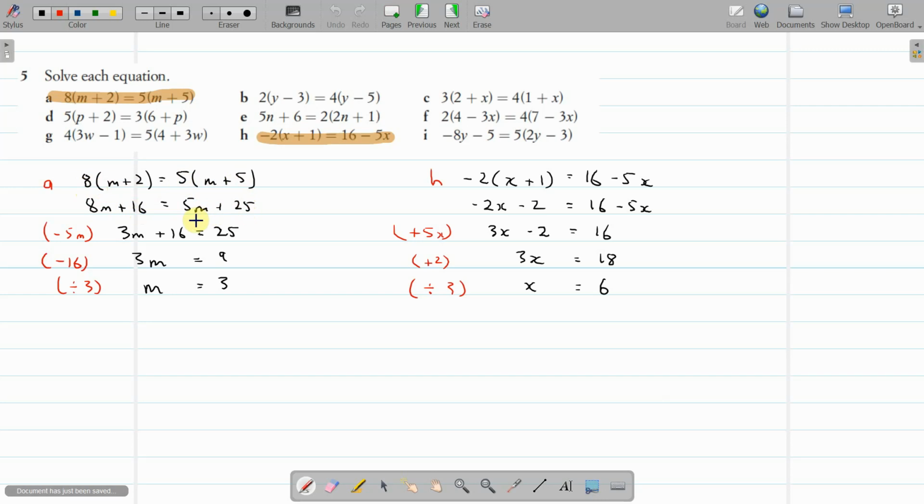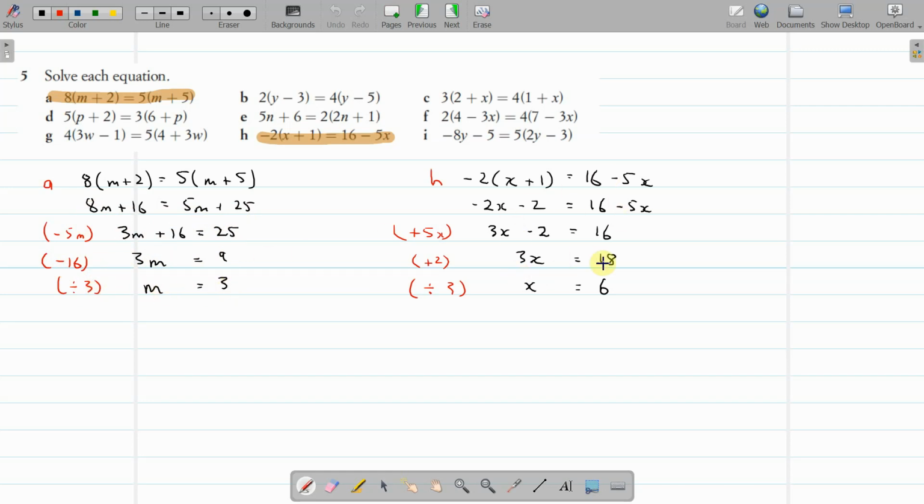Then we can do what we did before. m's go over here and numbers go over here. So 5m, to get rid of that, minus 5m. That takes the 5m away, leaves 25. 8m minus 5m is 3m. Then remove the plus 16 by minus 16. That leaves 3m, and 25 minus 16 is 9. Then finally, 3m divided by 3 is m. 9 divided by 3 is 3.